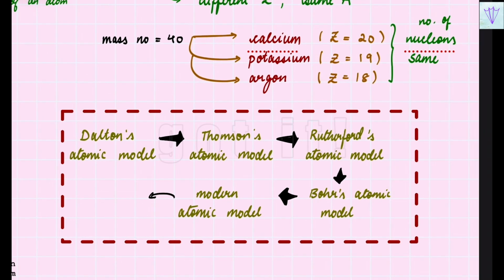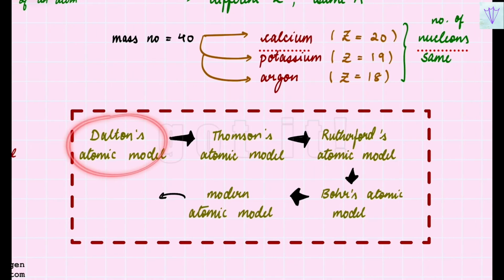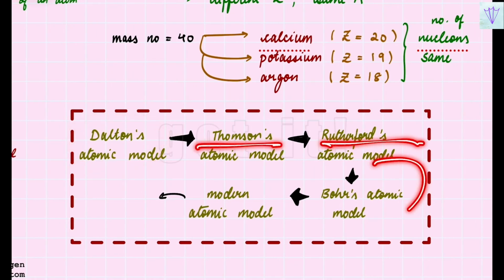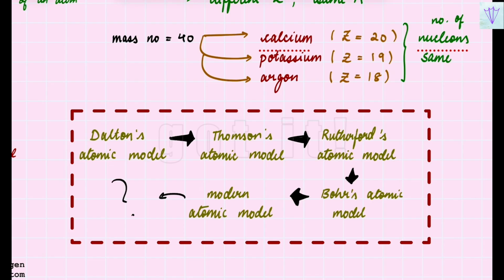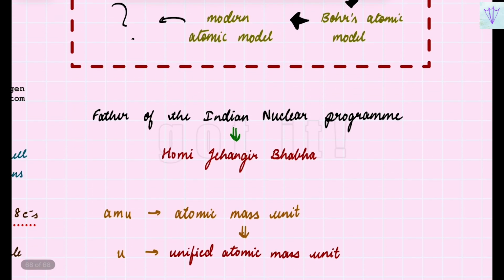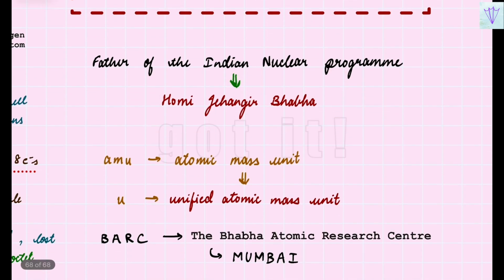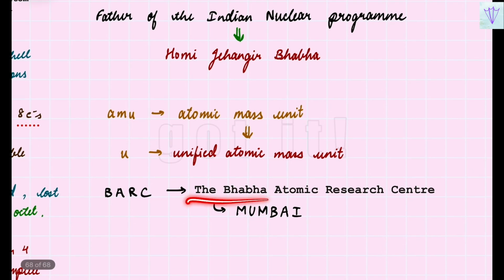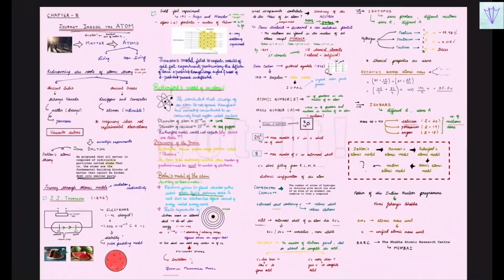With this, we have studied in this chapter, starting from Dalton's atomic model, Thomson's atomic model, Rutherford's atomic model, Bohr's atomic model, and then the modern atomic model, which is the quantum atomic model you will be studying in the future. But there are still many more discoveries happening in order to improve the model of the atom. In this chapter, the further things to be remembered are: the father of the Indian nuclear program is Homi Jahangir Bhabha, AMU is the atomic mass unit, and U is the unified atomic mass unit which is used, and BARC is the Bhabha Atomic Research Centre, which is in Mumbai. So this is all you have to study, the important things in this chapter.